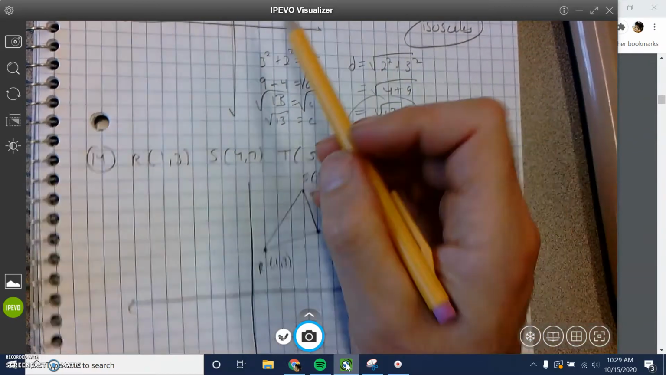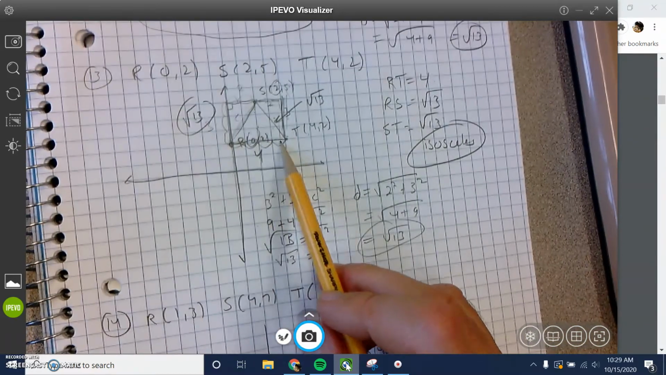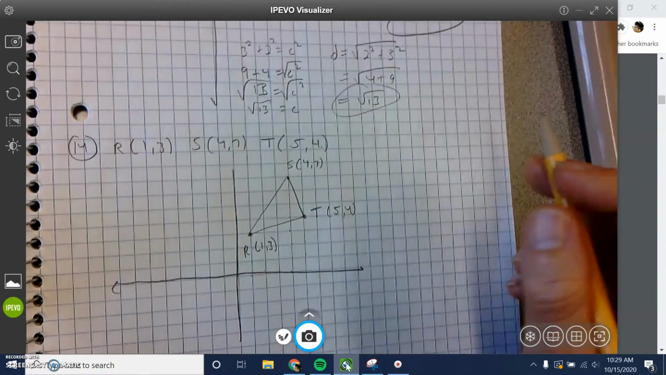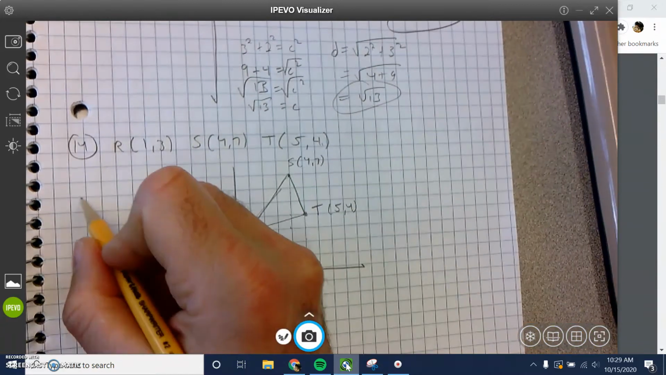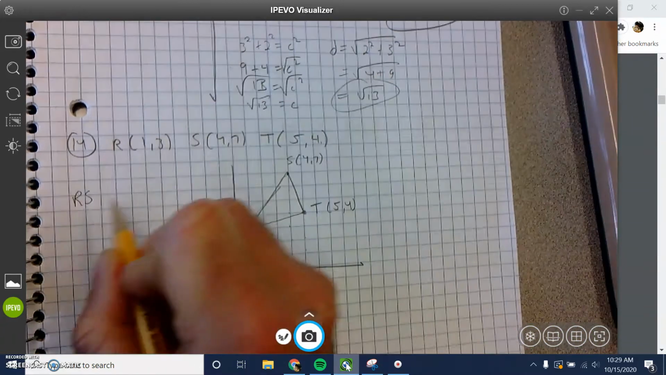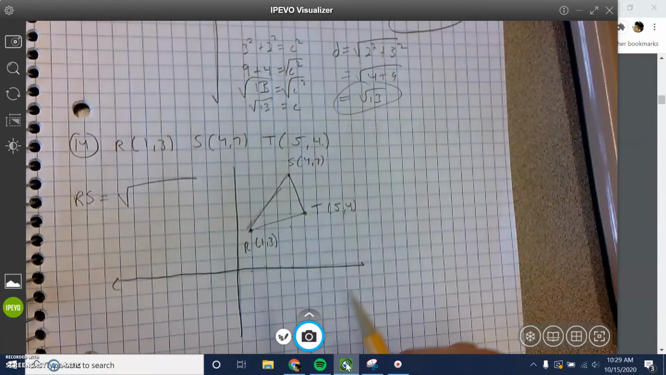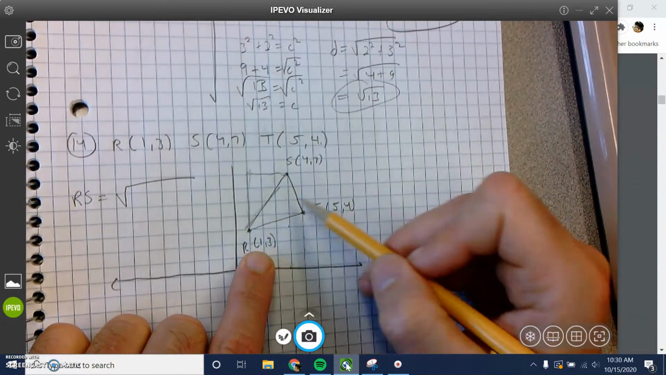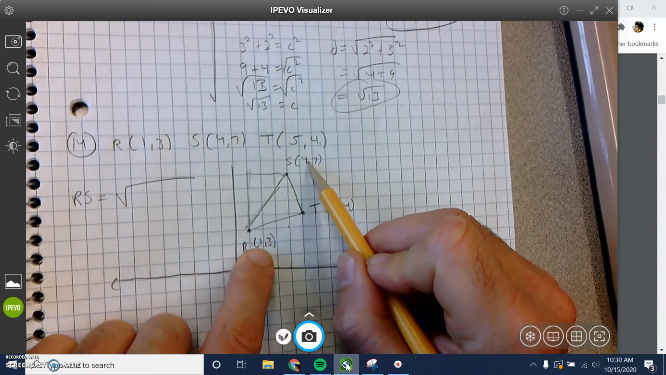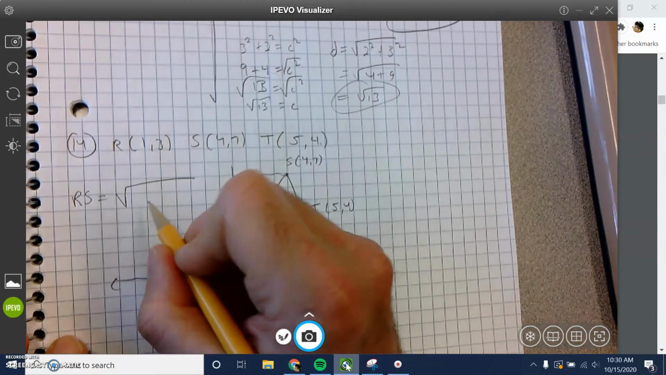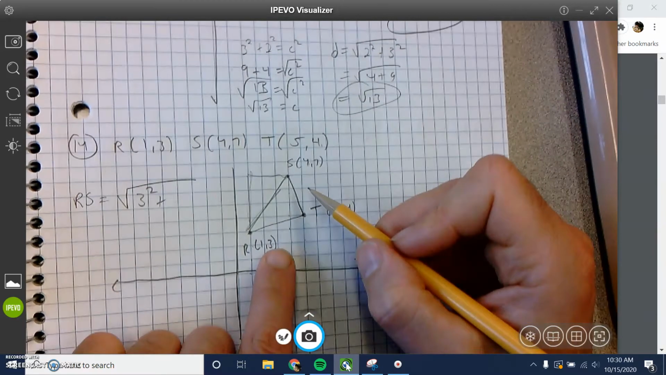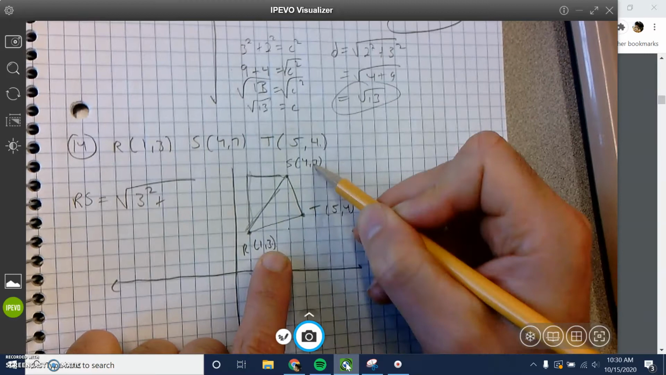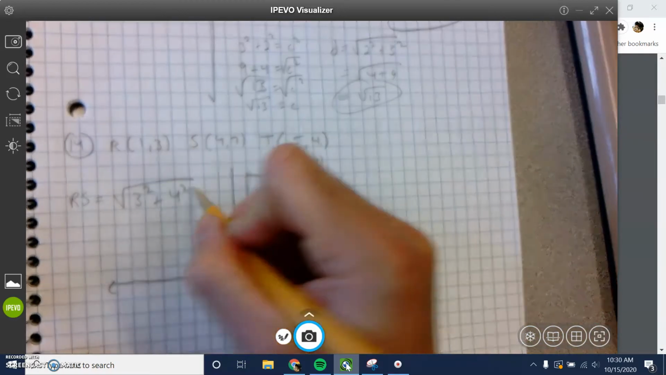Okay, so we don't have this luxury of just counting across. We actually have to do distance formula of all three sides in this case. No problem. Pick a side, it doesn't matter. Let's do RS first. So that's the square root of change in the x's. Or I can use Pythagorean theorem here. Change in the x's would be between 1 and 4. That's going to be 3. And change in the y's, 3 to 7, that's going to be 4.